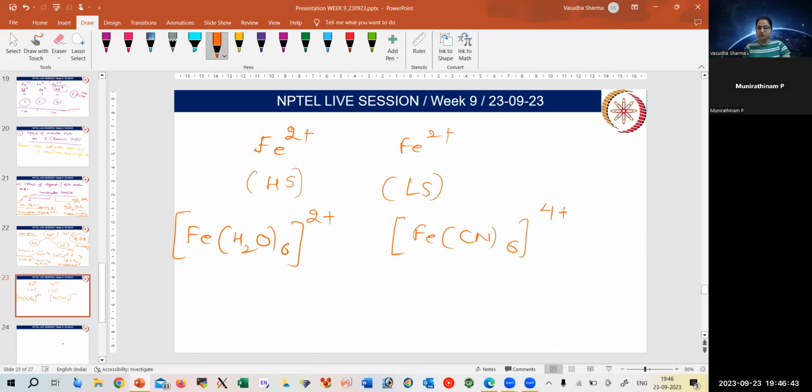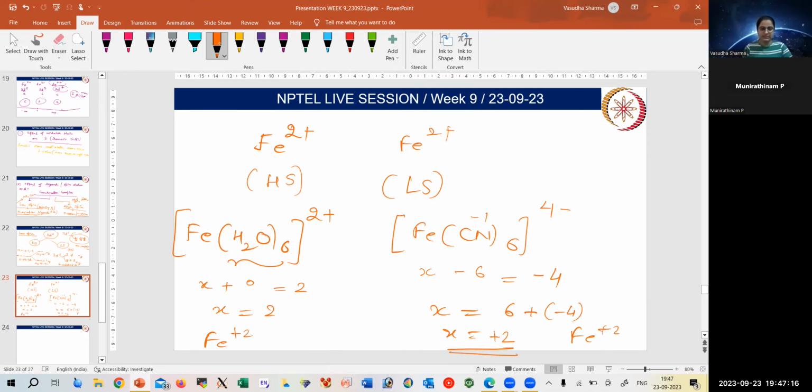Here H2O, you know that this ligand is having no charge, so x + 0 = 2. Here iron is in +2 state. And here CN has a 1 minus charge, so x - 6 = -4. And when x goes there, it becomes positive, so it is +2. So both are in +2 only.